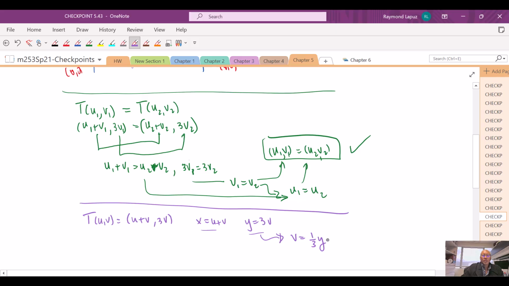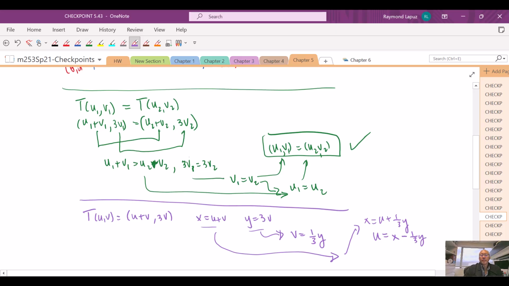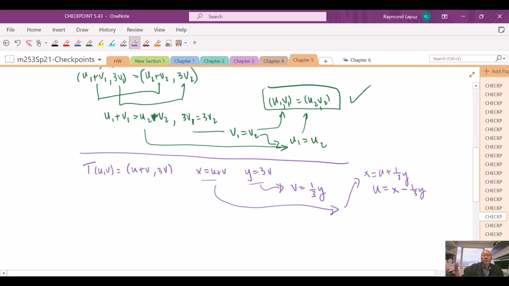And if that's what v is equal to, we can put x is equal to u plus 1/3 y. And so we'll solve for u. U is equal to x minus 1/3 y. Okay? And so now we have the u and the v in terms of x and y.